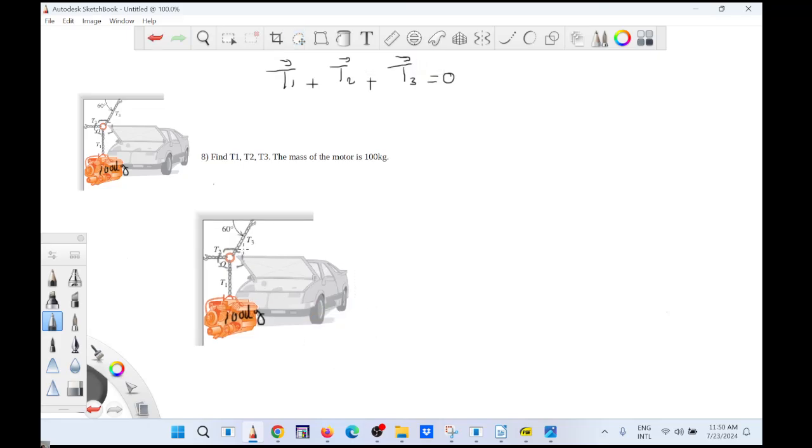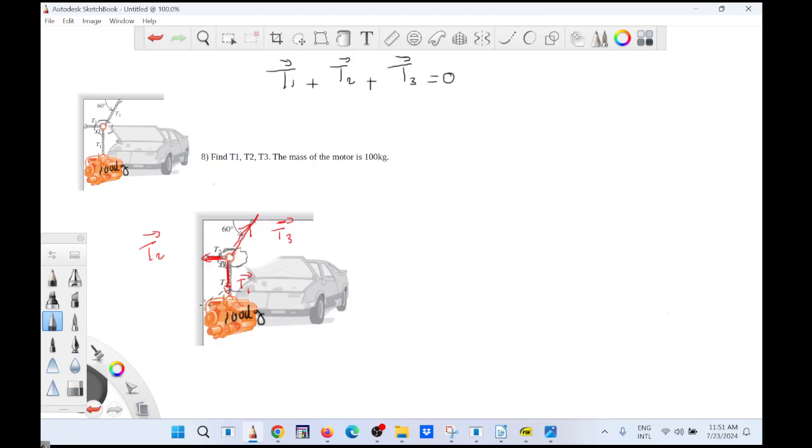Okay, so if you are working on this system here, which is a massless ring, you're going to have T1 pulling down. So T1 is going to be down. And then you're going to have T3 here, T3. And you have T2 pulling in this direction. So that will be for this system here.